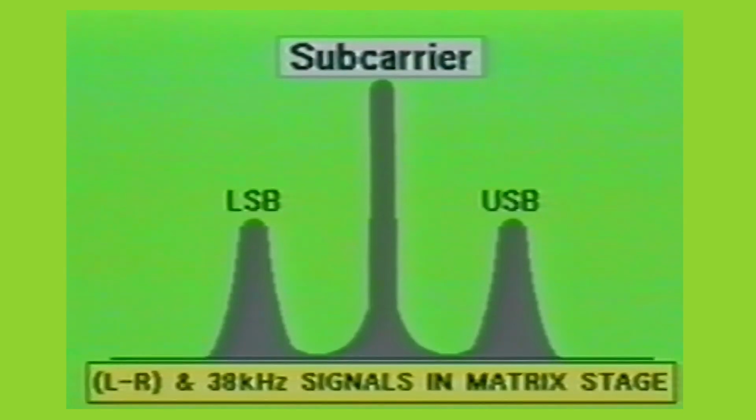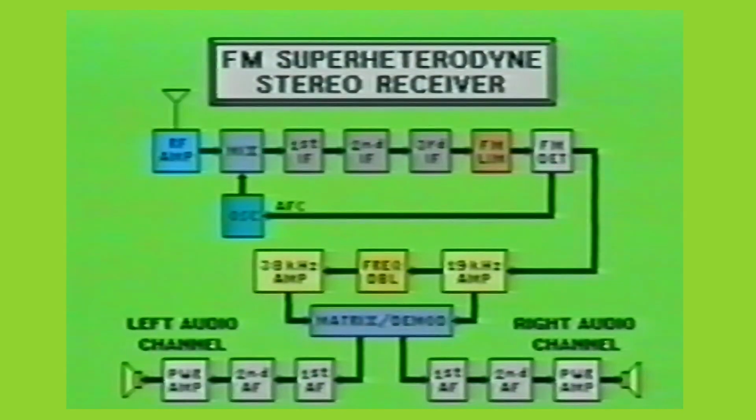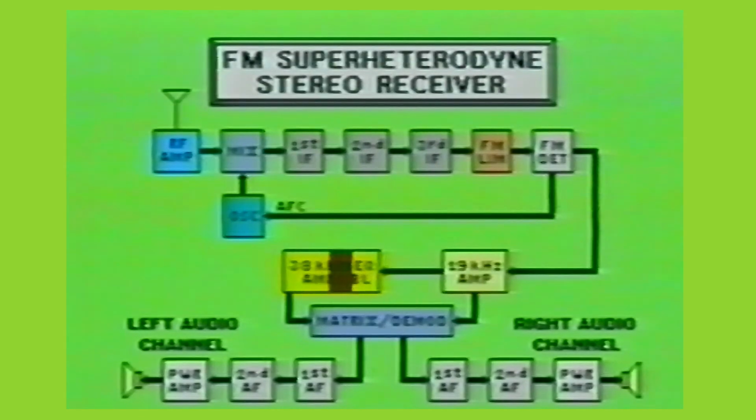In order for the 38 kHz subcarrier to exist in the matrix stage, the 19 kHz pilot tone is taken from the 19 kHz amplifier and fed into a frequency doubler. In our example, actually both the frequency doubler and the 38 kHz amplifier are combined into one circuit. Here the 19 kHz pilot tone is doubled in frequency to 38 kHz. Let's take a look at the circuit responsible for doubling the pilot signal.